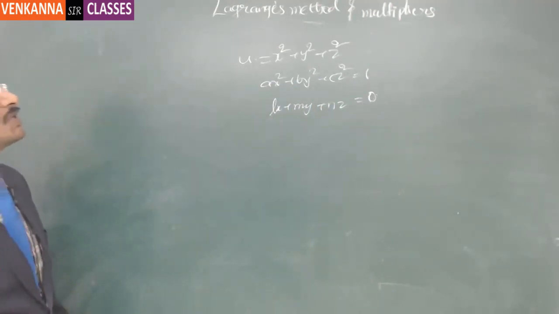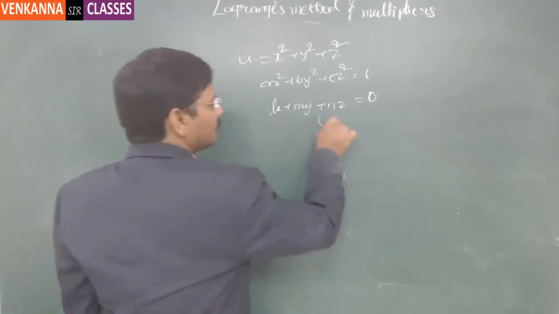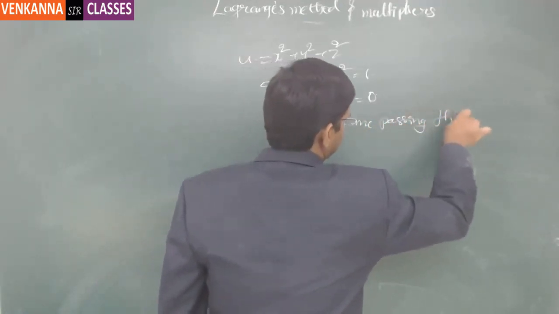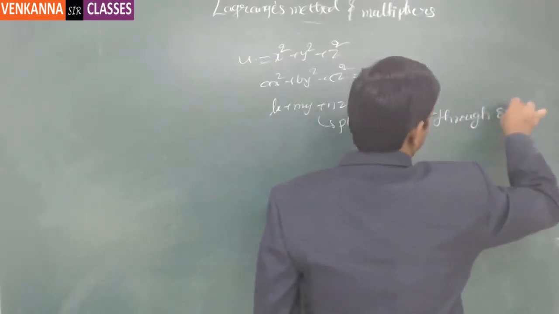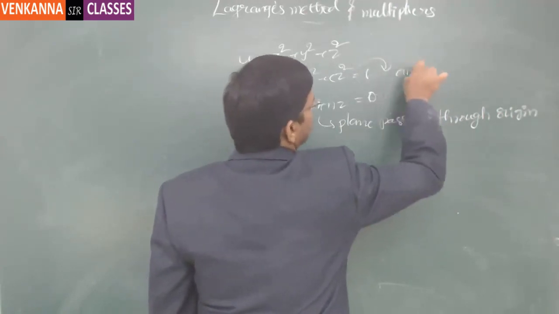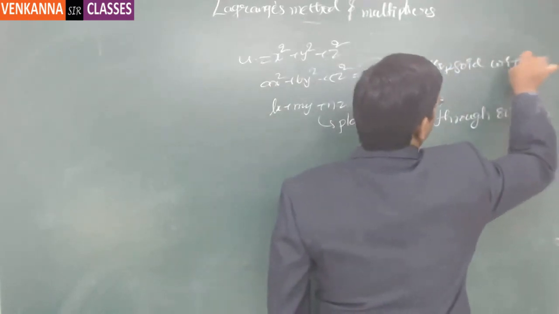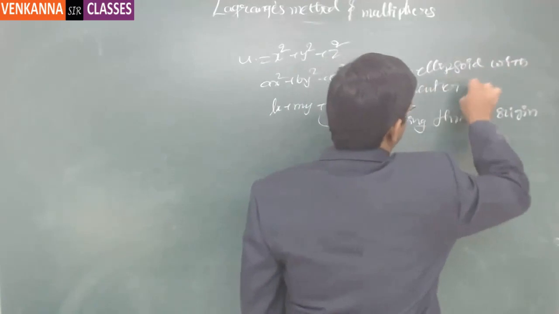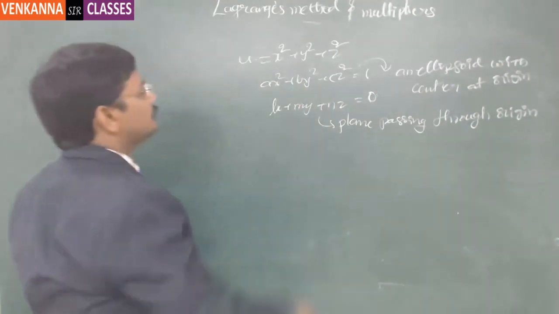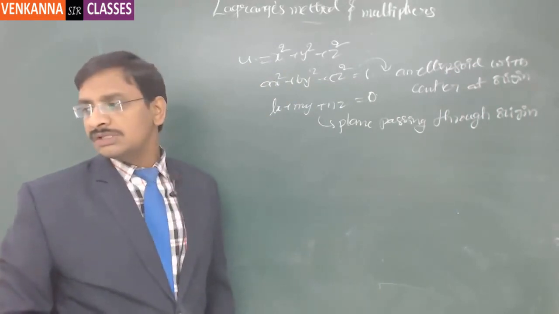So what do these three different equations represent for us? Now see this. lx plus my plus nz is nothing but a plane passing through origin. And this is an ellipsoid with center at origin. Now this is x square plus y square plus z square, which is nothing but the distance from the origin. So this is a spherical shape.